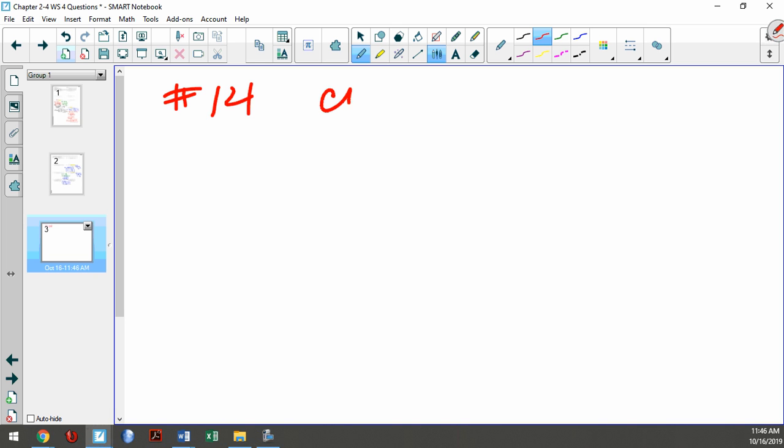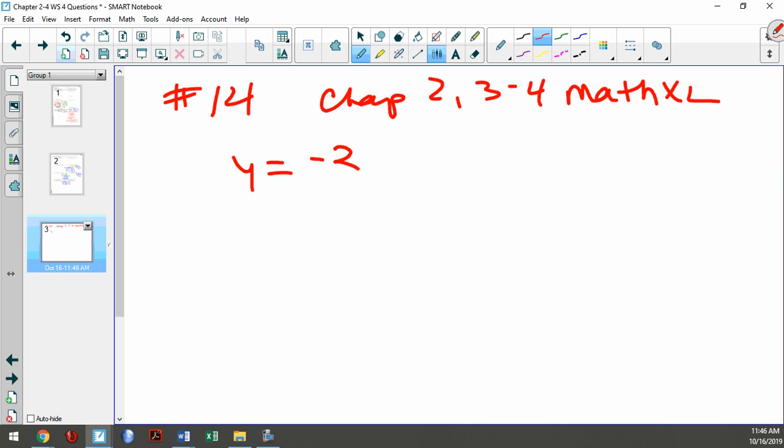Number 14 in the chapter 2, 3 through 4 Math Excel. It's asking you for standard form. So let's say I give you y is equal to negative 3/4 x plus 2. That is not standard form. Standard form is Ax plus By is equal to C. That's standard form. Do we all understand that?